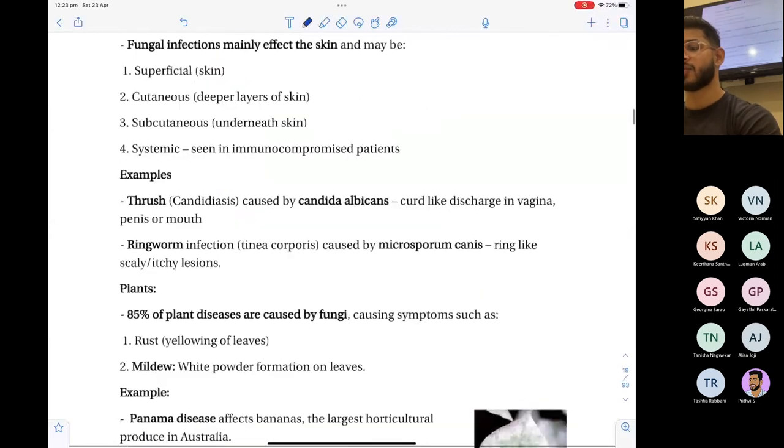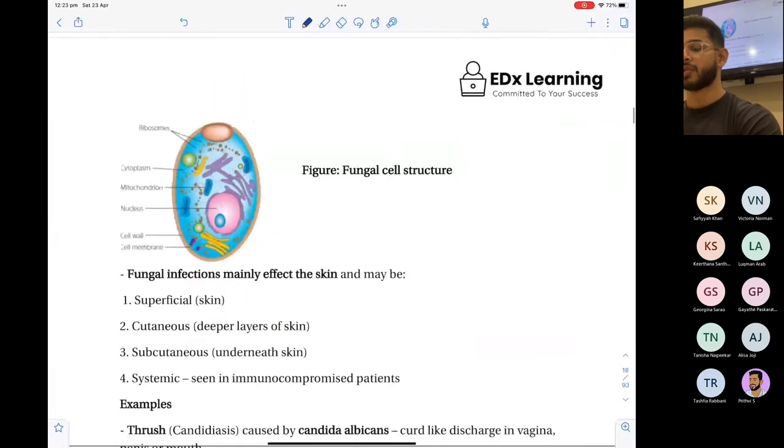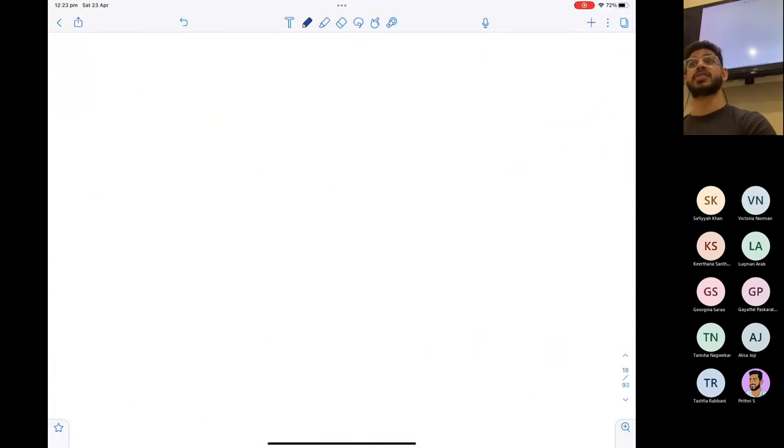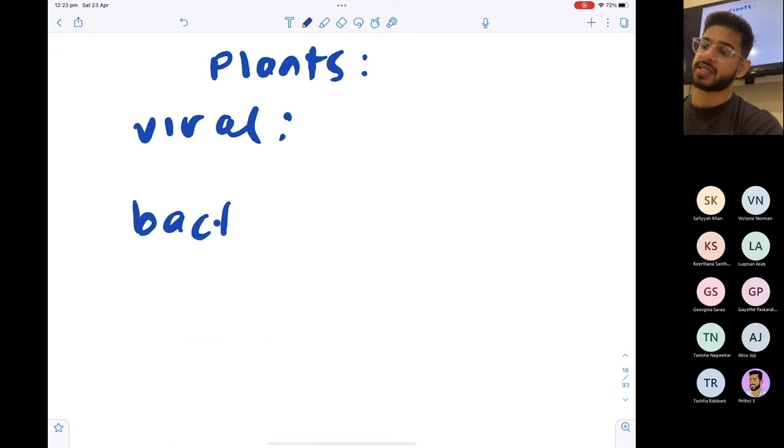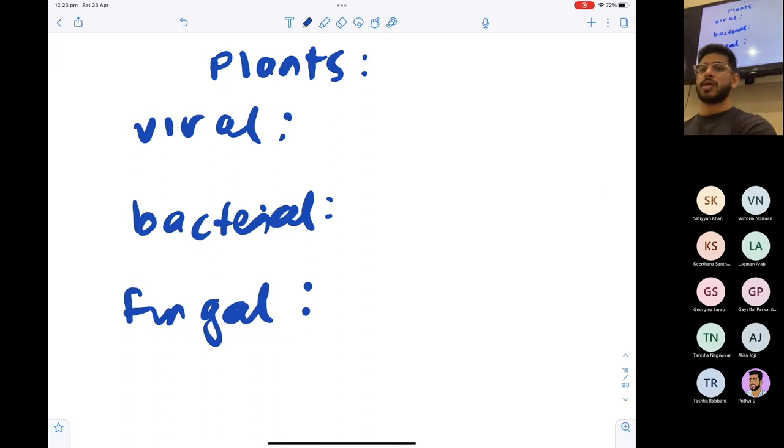Now, plant diseases, I want you to study that yourself. But all you need to know is what key patterns of disease you notice for the different plant pathogens. So when it comes to plants, how do you know if something is viral? How do you know if something is bacterial? And how do you know if something is fungal? I don't care about this stuff, but the reason I still think it's interesting is because this gives you a little bit of a window into how humans are affected by these diseases as well. When you study how plants respond and are affected, you get a better understanding of how and why humans are also affected. So what's a sign of a viral plant infection?